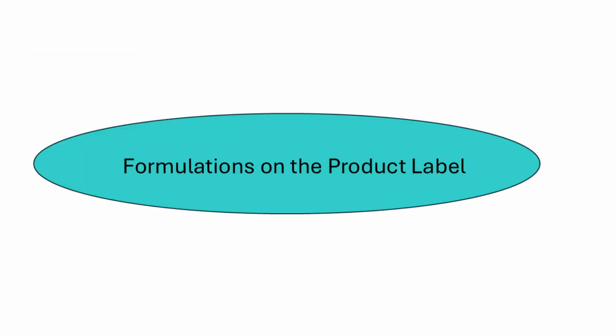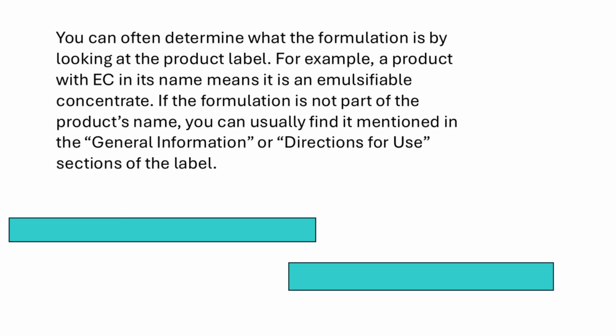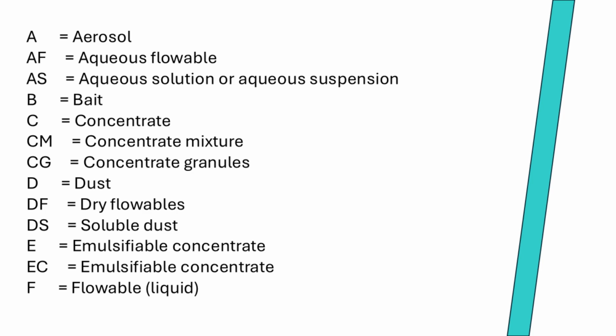Formulations on the product label. You can often determine what the formulation is by looking at the product label. For example, a product with EC in its name means it is an emulsifiable concentrate. If the formulation is not part of the product's name, you can usually find it mentioned in the general information or directions for use sections of the label. Next, we'll look at the codes for the different types of formulations.